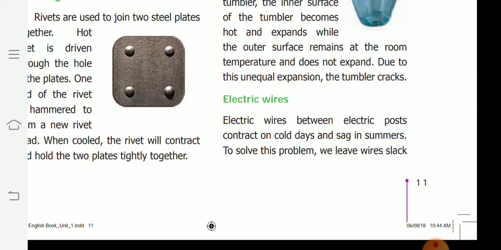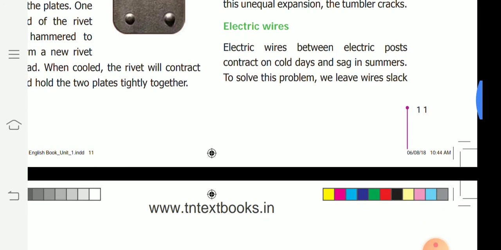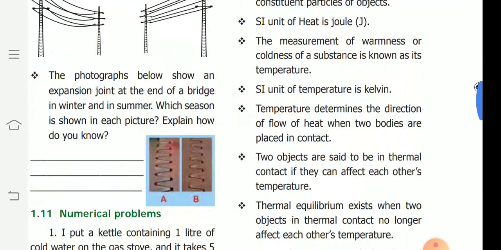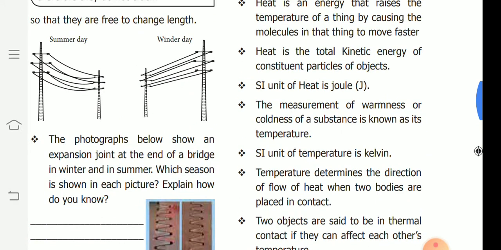Next one, electric wires. We have seen all places, and the wires are connected in the transformer. You know, the electric wires contract on cold days and sag in summer. To solve this problem, we leave the wire slack, so that they are free to change in length.